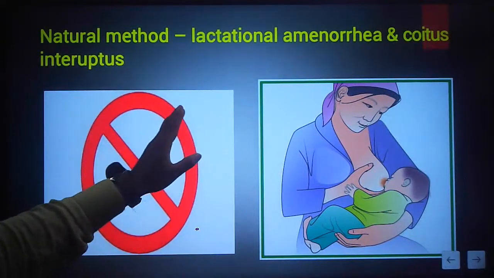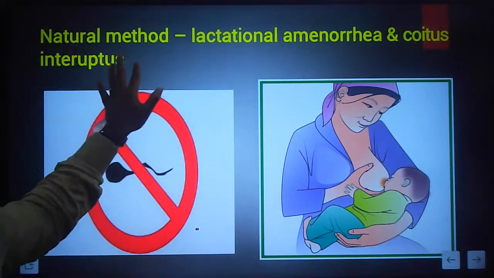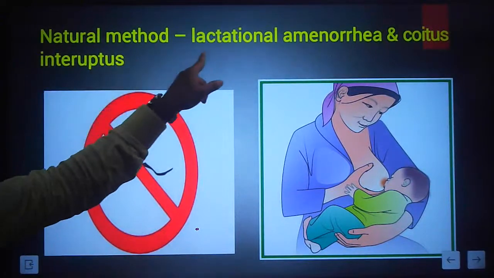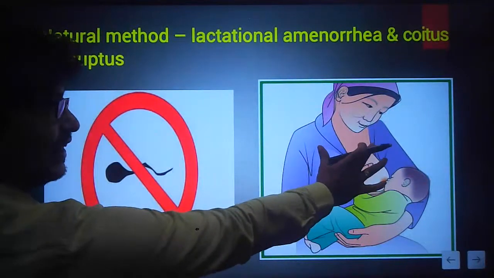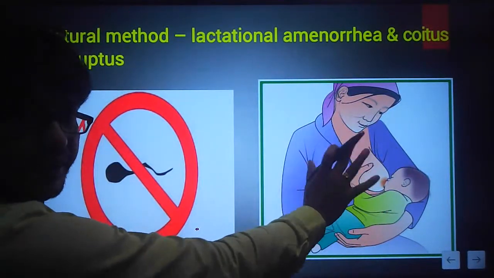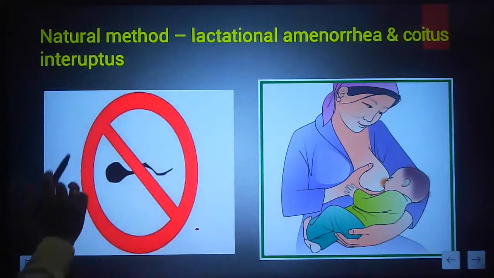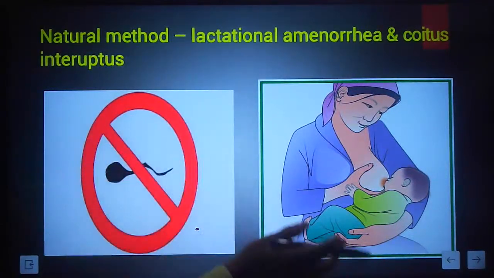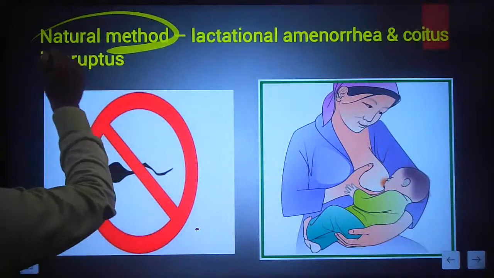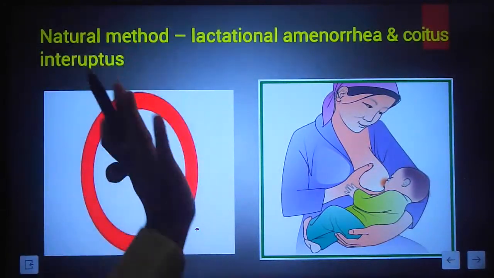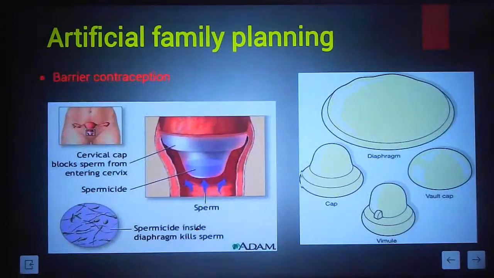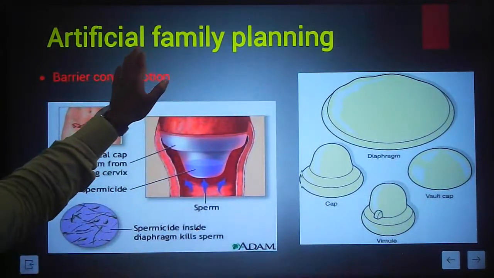Okay, so this is the old, traditional natural method, and that is lactational amenorrhea. Clear with this one? During the lactation time, no fertilization takes place because there is no menstrual cycle. With coitus interruptus, the penis is withdrawn. These are the natural methods. You need not go for any pills or tablets, nothing like that. Next, we move on to the artificial techniques. So far we are done with the natural techniques.